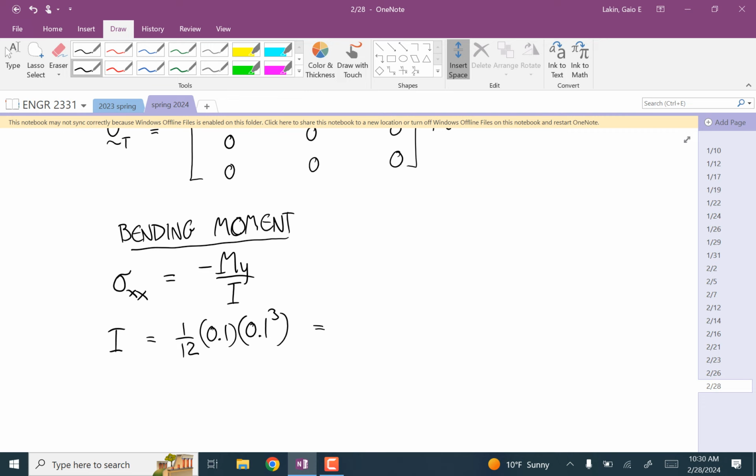If it's a point at the bottom, do we need to move? For the area moment of inertia, it's always going to be the one about the cross-section centroid, about its neutral axis. But what's going to be different for the different points is that y. So if it was at the top, that y would be from the neutral axis up, so it would be positive 0.05. And at the bottom, it's going to be negative 0.05.